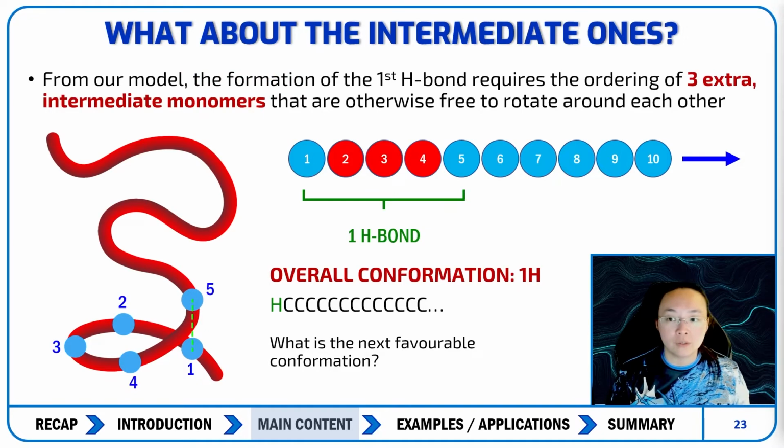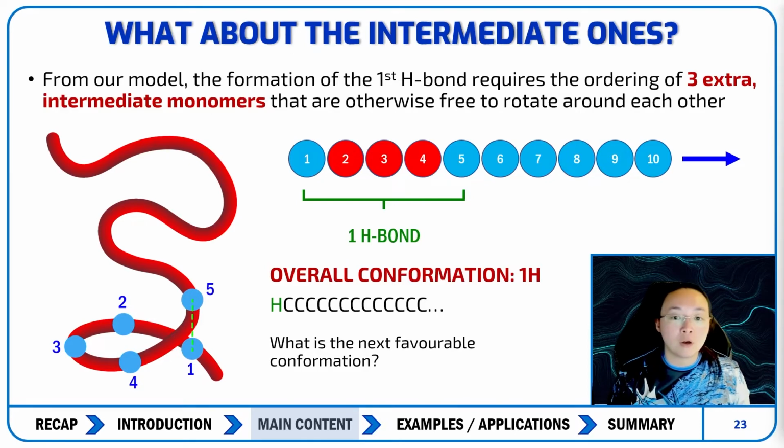So with our first model, we made the first monomer H hydrogen bond with the 5th monomer. What happens to the 3 intermediate monomers? So in this case, they're in a coil state. So they are essentially free, technically free, to rotate however they wish to in between 1 and 5. But in a way, if these 3 monomers are free to rotate, they're actually not quite comfortable because 1 and 5 are already locked into place. So 2, 3, and 4 really don't have the freedom that they're supposed to have.